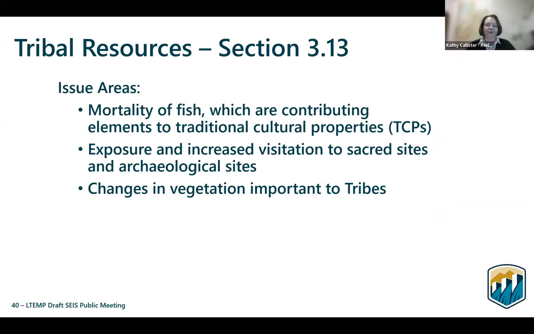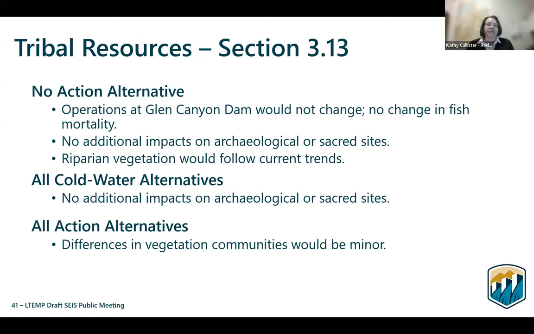Thank you, Bill. So I'm going to be talking about tribal resources, which is in section 3.13. The issue areas for this are mortality of fish, which are a contributing element to traditional cultural properties or TCPs, exposure and increased visitation to sacred sites and archaeological sites, and changes in vegetation important to tribes. While we focused on the first issue area being mortality of fish, there is also a concern for aquatic species as a whole within the river.